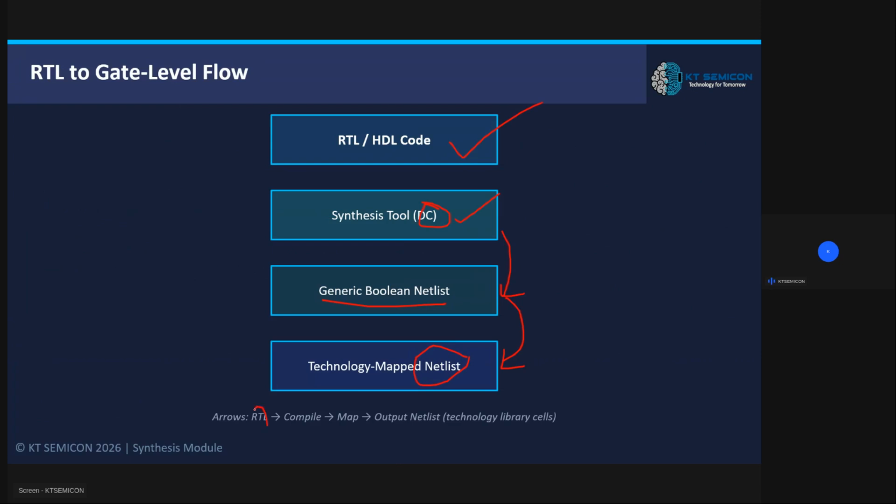First we have RTL. By using compilation methods, after the compilation step we get the technology mapped netlist. Okay, so this is the thing.